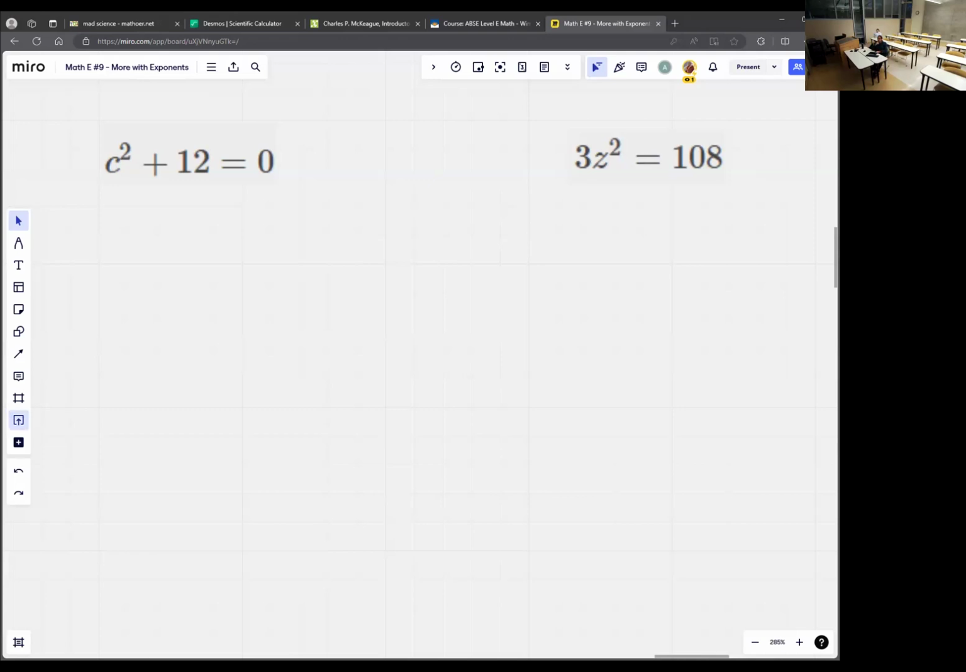So for the first one, if I just take the square root of both sides, that doesn't help me. What do I need to do first? Move 12 to another side. Yeah.